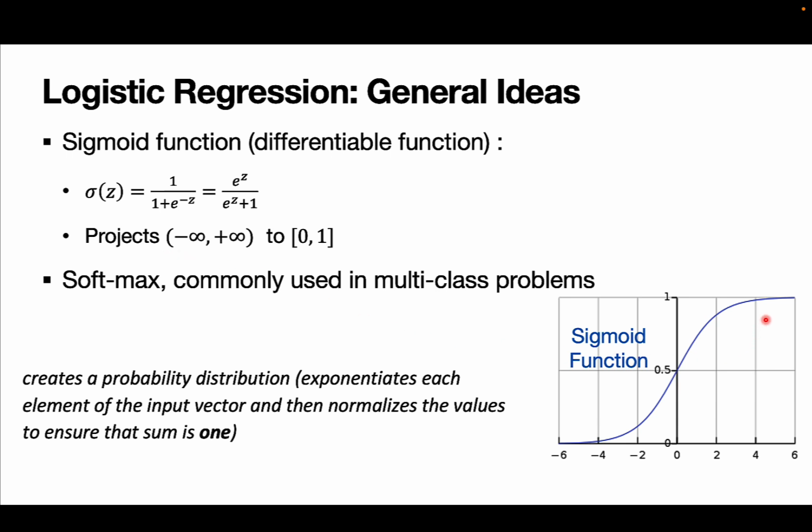For large positive values of z, the output is going to be close to 1. And for large negative values of z, the function is going to give a value closer to 0. Notice when z equals 0, there is a 50-50 chance for either class.